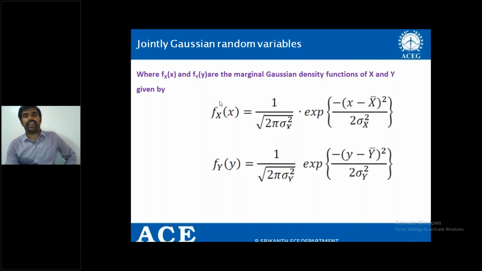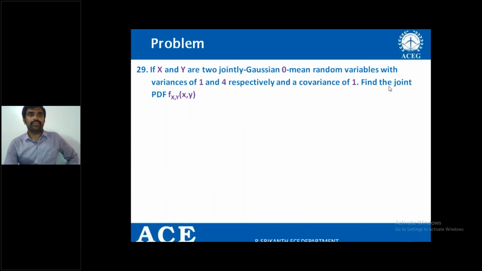That is, I can write like this: fx of x is the marginal Gaussian density function of x. Fy of y is the marginal Gaussian density function of y. Now, let us take a problem. A simple problem. What is the problem given?